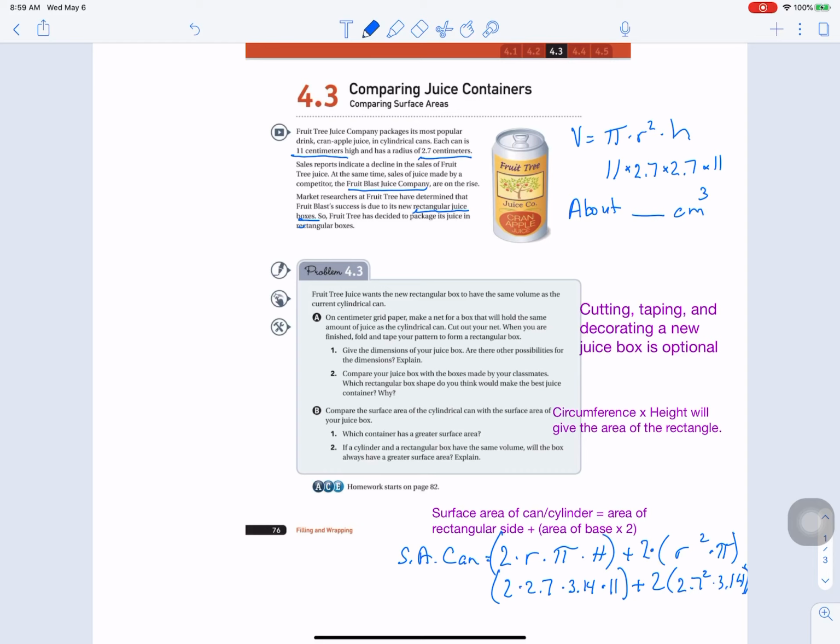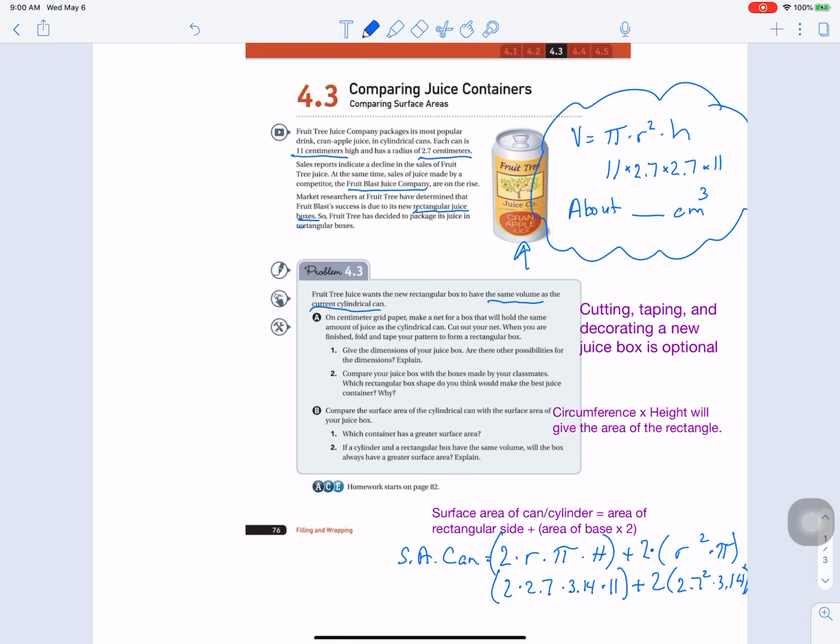All right. So Fruit Tree wants the new rectangular box to have the same volume as the current cylindrical can. Now it might be within a cubic centimeter difference because there's going to be some decimal work here, and you can do a little bit of rounding. So first of all, you need to find the volume of the current cylinder, the current can. And so I showed you right here what calculations you would need to do.